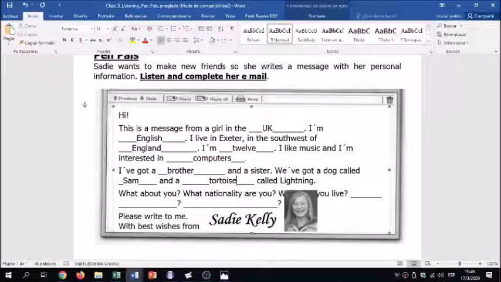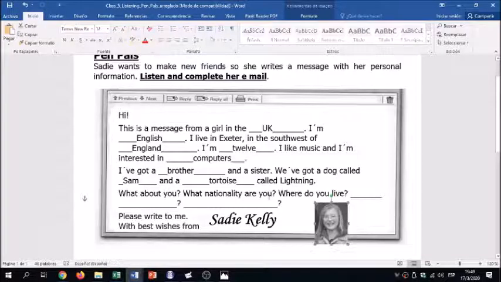Tortoise, what is the meaning of tortoise? Una tortuga, muy bien. Called lightning. Now, what about you? What nationality are you? Where do you live?